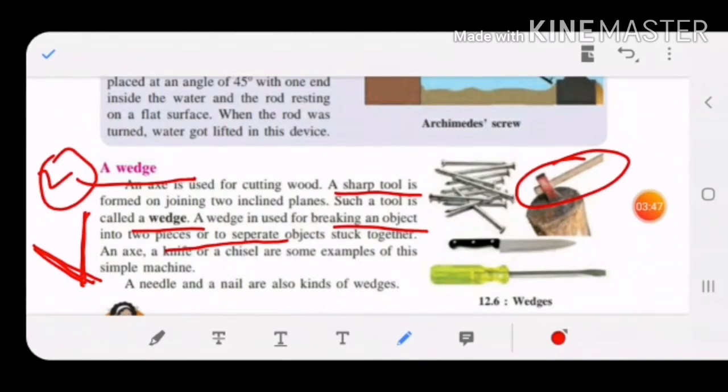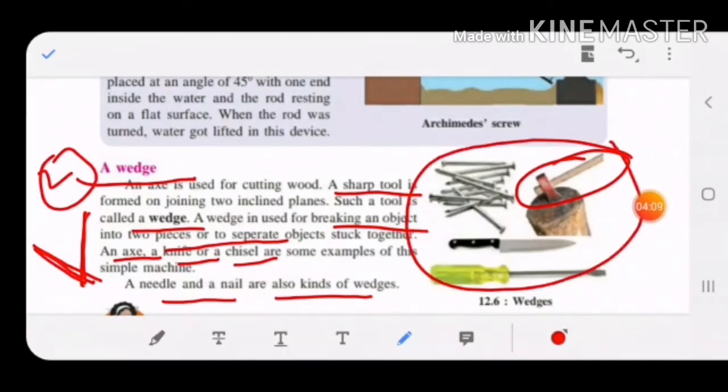So these are nothing but sharp tools. You can give examples like axe, knife, and chisel, which is used by carpenters. It is like a knife only. They are used mostly by carpenters. These are some of the examples of simple machines. A needle and nail you can also give as examples of wedge. This is the picture given. These are all wedges because they are formed by joining two inclined planes like this, and a sharp tool is formed. That sharp tool is called a wedge.